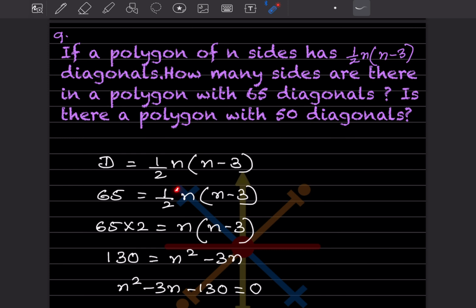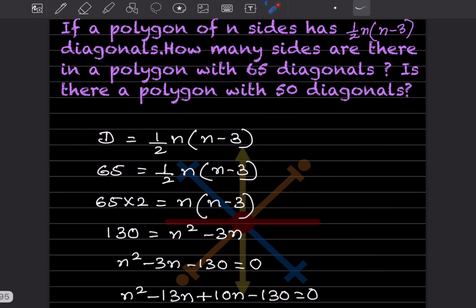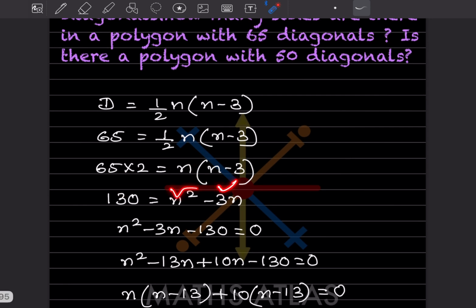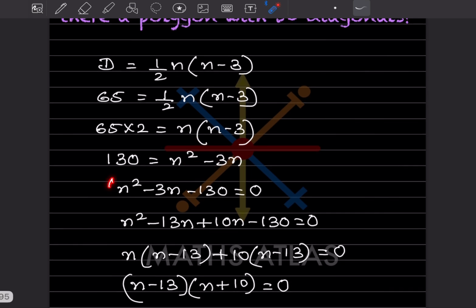So this is all multiplication. Now this 2 we can take to this side, so that will go in the numerator, because it is changing the side. That will be 65 into 2. So what will you do? 130 is equal to n square minus 3n. Now this is again in the form of a quadratic equation, because n square, n, and the constant. So n square minus 3n, if 130 goes here, that is going to be minus 130 is equal to 0.